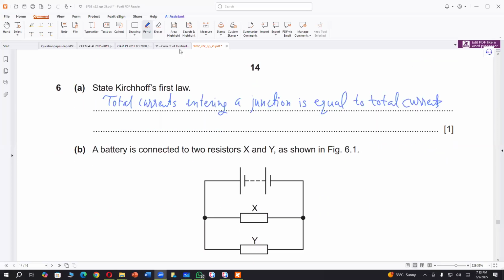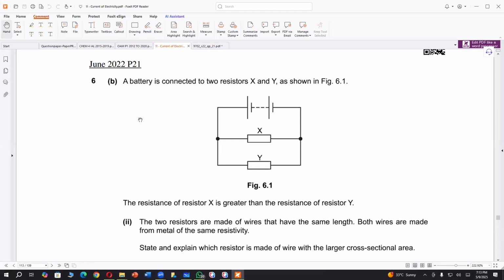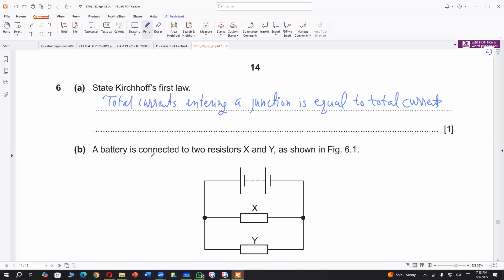The topic we are doing is current of electricity. The first question we are doing is June 2022 paper 2-1. Total currents entering a junction is equal to total currents leaving the junction.